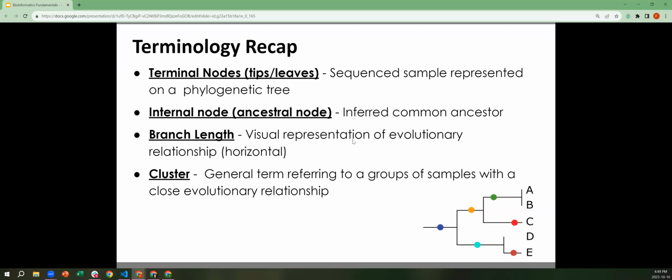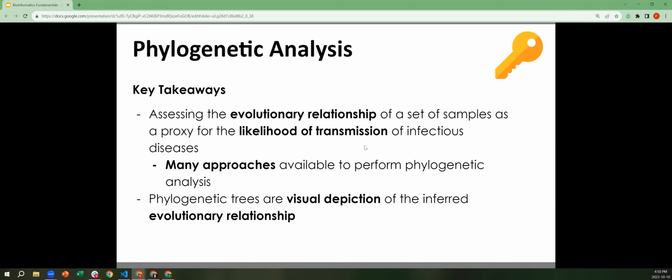Branch length is a visual representation of the genomic distance or the time of emergence, both of which are informative under different contexts. And cluster is a general term referring to groups of samples with a close evolutionary relationship. What does close mean? This is going to really depend on the context of your outbreak or surveillance activity. So the key takeaways here are that we're using evolutionary relationships as a proxy for a transmission event. Close evolutionary relationships mean it is more likely that there was a transmission event.